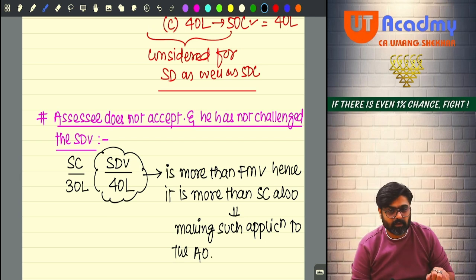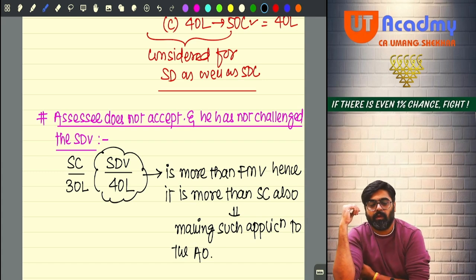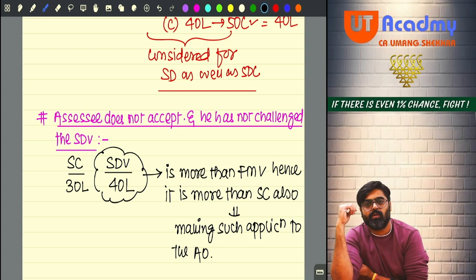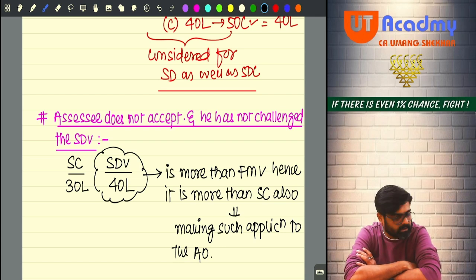And this thing is really very logical also. You are telling the assessing officer that AO, the stamp duty value which you are going to take for 50C, I don't accept that. No. And I have not challenged that also. But let me remind you one thing, that the stamp duty value which you are taking for the purpose of 50C is more than the fair market value of my property.